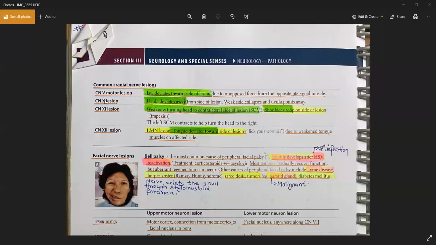Okay, so because of a 10th nerve lesion, which is the vagus nerve, the uvula is pulled away from the side of the lesion. So you will have a deviation of the uvula which is away from the side of the lesion.